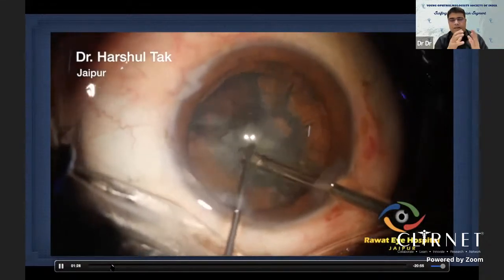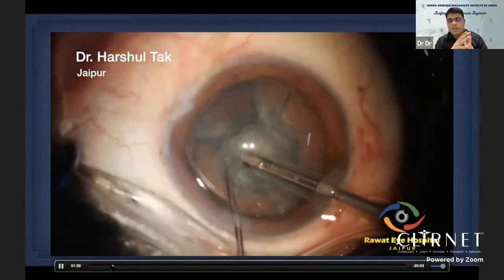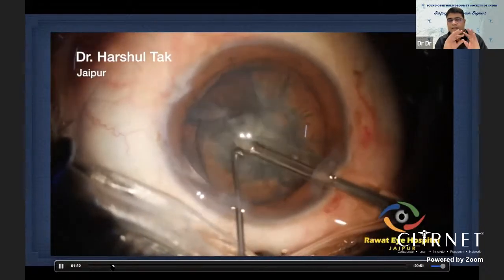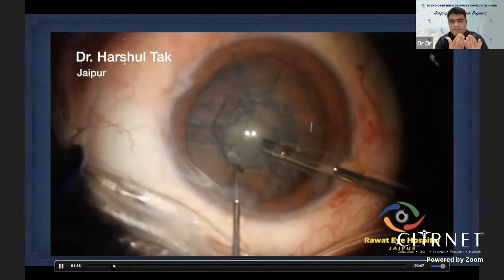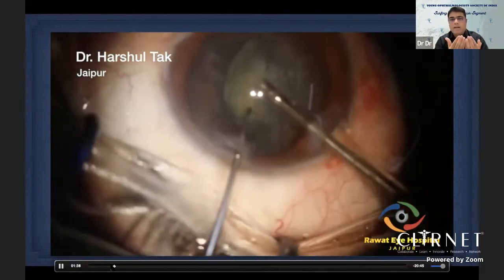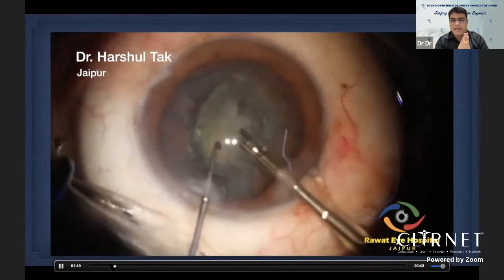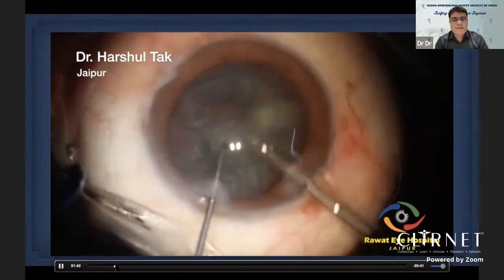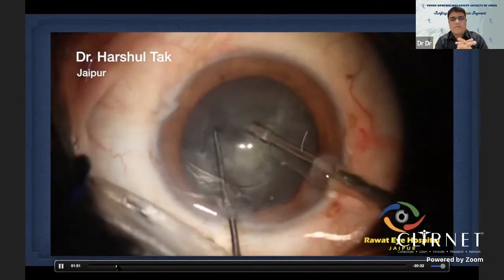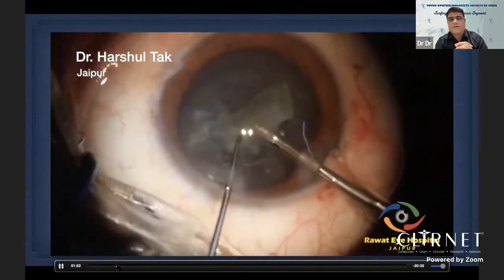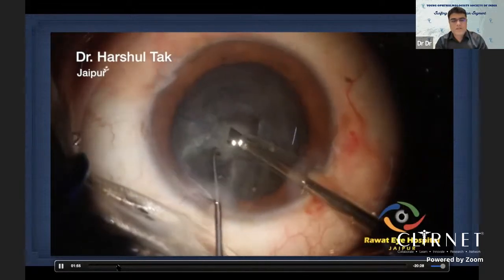So the aim in these kinds of cases is always to try to do layer by layer separation of the nucleus, so that the weakest area, which is there at the posterior pole, is attacked last. So we take out this endonucleus here.